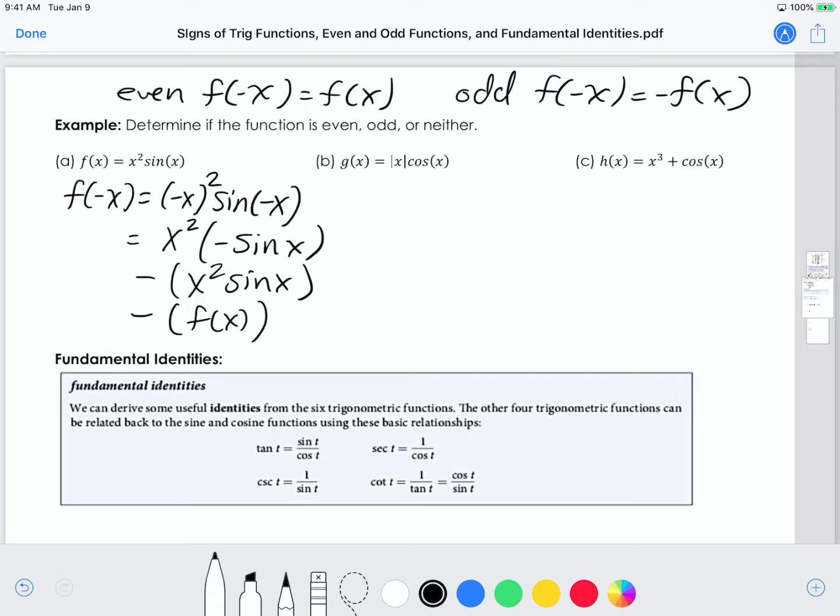So when I put in negative x for my function, I'm going to get out negative f of x. That tells me that this function is odd. I switch the sign of my input and it switches the sign of my output.